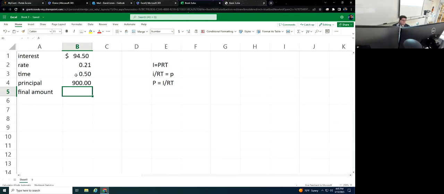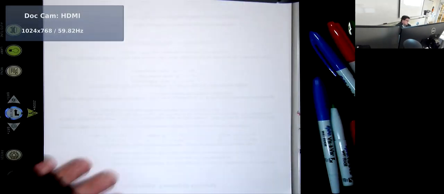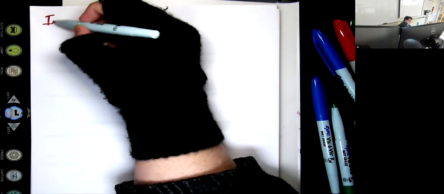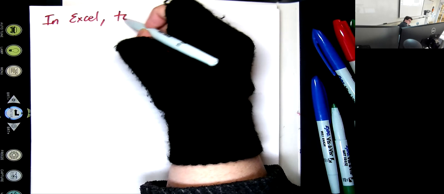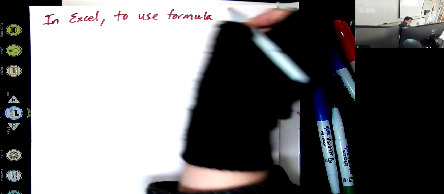Final amount was principal plus interest. So I can do that here. I can say equals the principal square plus the interest square. When you do it in Excel, you're really only doing one side of the equation. You have to have solved for the other side of the equation, got it down to one letter already. If I do that here, I get the 994.50. We'll look at that in a second again. Let's just write down what we're talking about. In Excel, to use formulas, you have to solve for a variable.